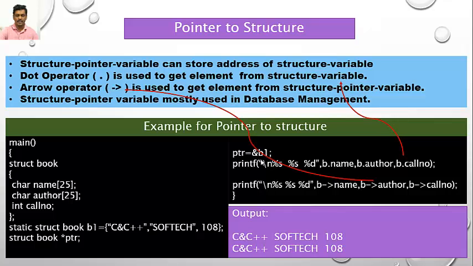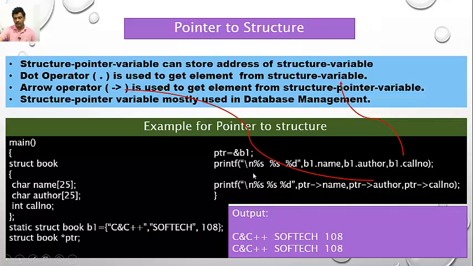So in our example, the address of b1 is 800, and that 800 is assigned to ptr. Then printf with backslash n and percent d, b1.name, because b1 is a structure variable. If we want to extract the elements from a structure variable, we use the dot operator: b1.name, b1.author, b1.call_number. So here we use the dot operator.